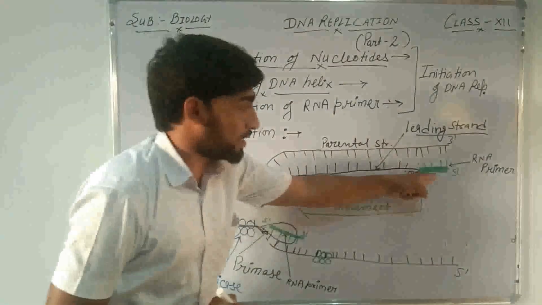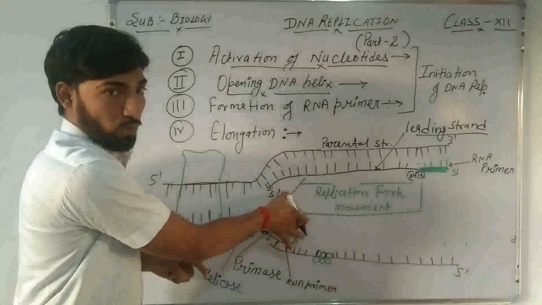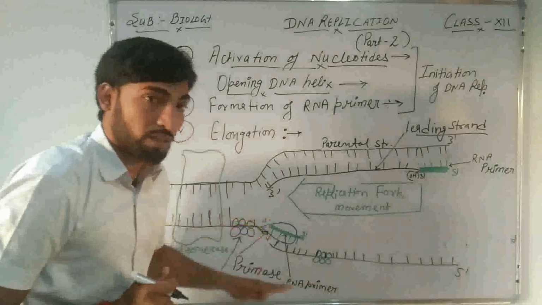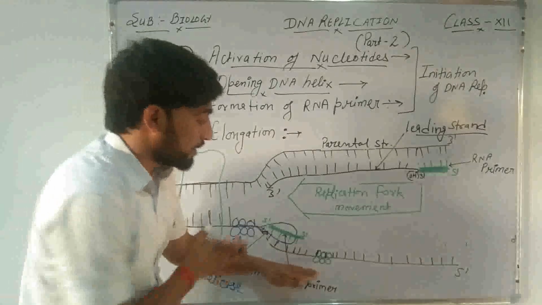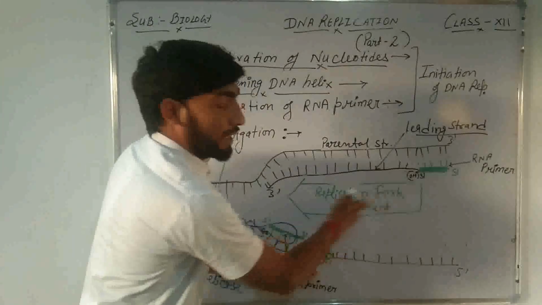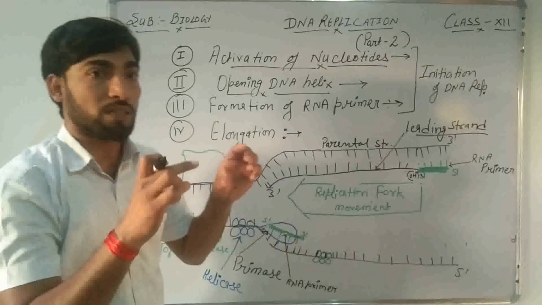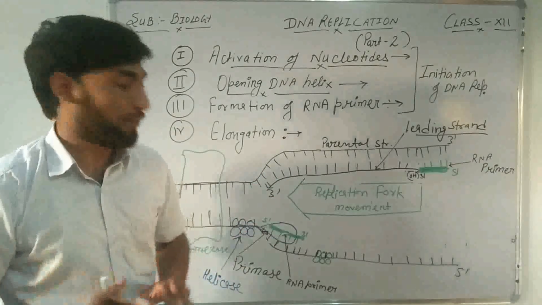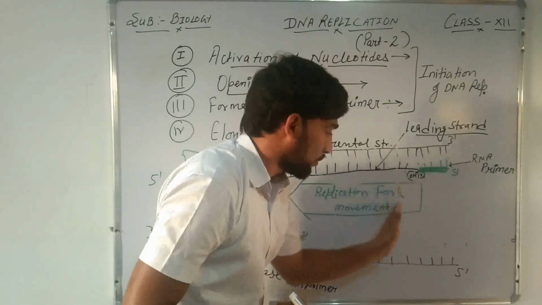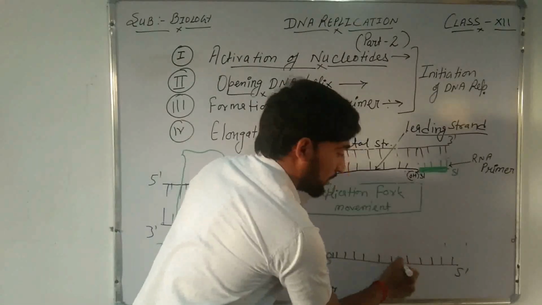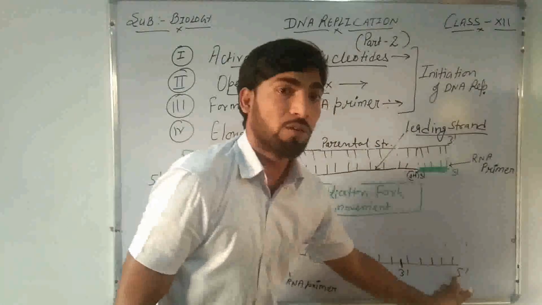So the synthesis of this new strand occurs in the direction of the replication fork, whereas the synthesis of the second strand occurs in the direction opposite to the direction of the replication fork. That's why this strand is synthesized in small DNA fragments. So suppose the DNA is unwound up to this region, so this will be the 3 prime end and this will be the 5 prime end.